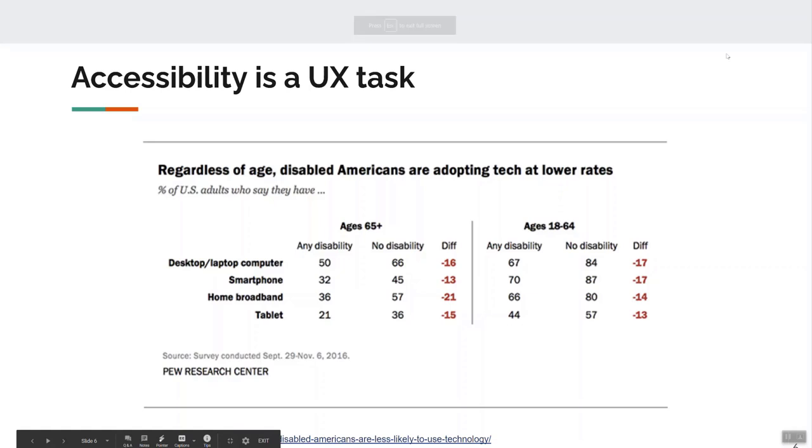Here we have some statistics from the Pew Research Center showing us that people with disabilities are adopting technology at lower rates, and that is with computers, smartphones, home broadband, and tablets. There could be many reasons for this. Some is the cost of the extra technology. A lot of people with disabilities also need to purchase other types of assistive technology, so discretionary income might be a little bit low. Another reason might be because of the design of the products, making it more difficult for them to use.